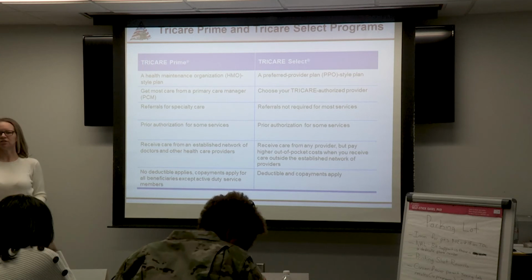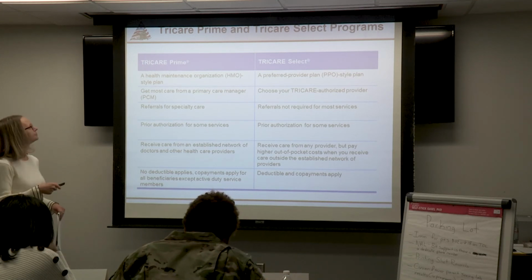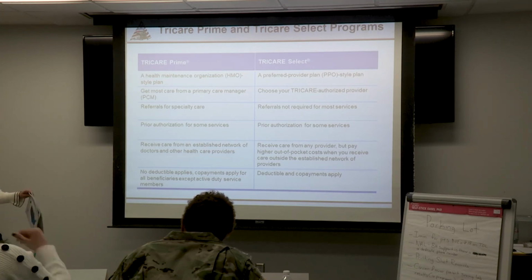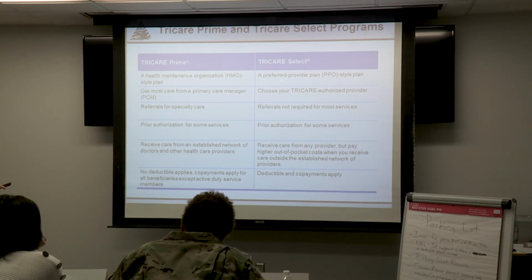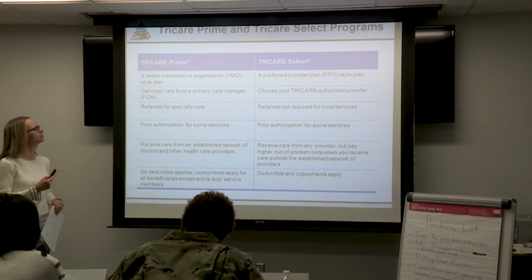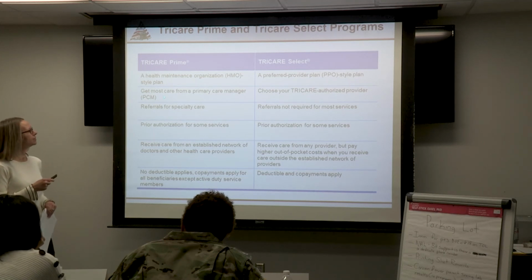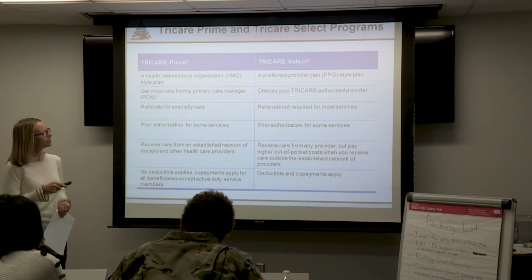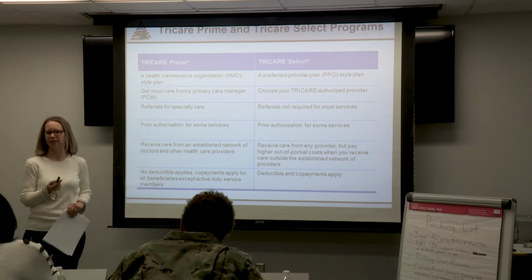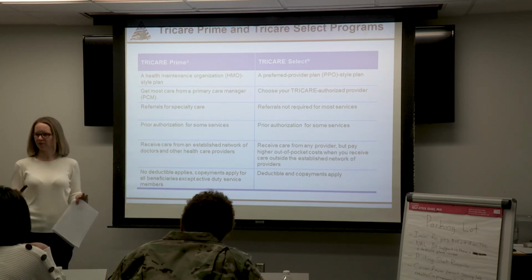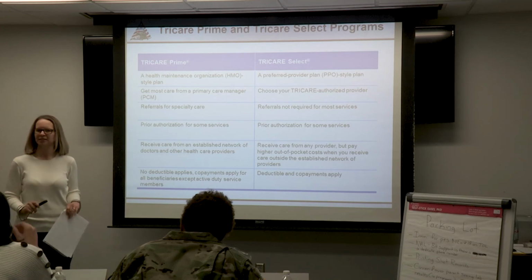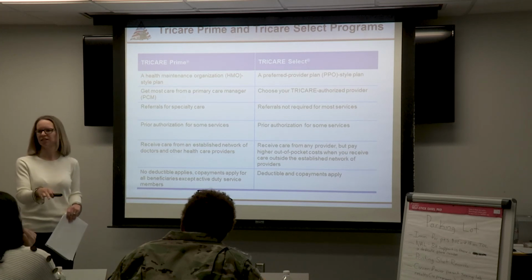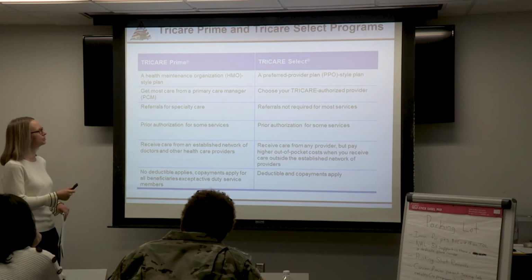So what are the differences or the similarities between these 2 programs? For TRICARE Prime, it's a health maintenance organization style plan, an HMO. For TRICARE Select, it's a preferred provider plan, or a PPO. On TRICARE Prime, you get most of the care from a primary care manager. TRICARE Select, you can choose a TRICARE authorized provider. I'm not going to get into great depth of what a TRICARE authorized provider is, but again, I will provide you a website if you want to learn more. There's more information in your handouts, and Mr. Kofi is also available to you.